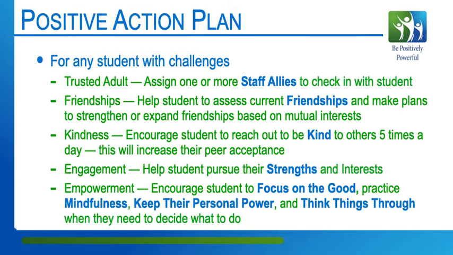Check friendships. Help the student assess their current friendships and make plans to strengthen or expand those friendships based on mutual interests. Kindness. Encourage the targeted student to reach out to be kind to others at least 5 times a day. This will increase their peer acceptance. Engagement. Help the student pursue their strengths and interests. And empowerment. Encourage the student to focus on the good, practice mindfulness, keep their personal power, and think things through when they need to decide what to do.